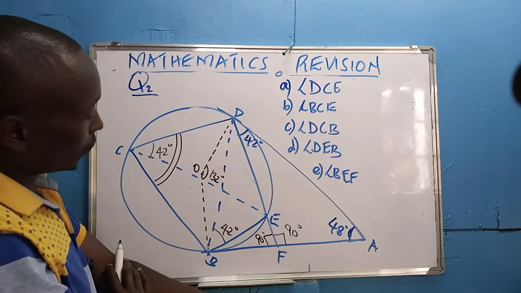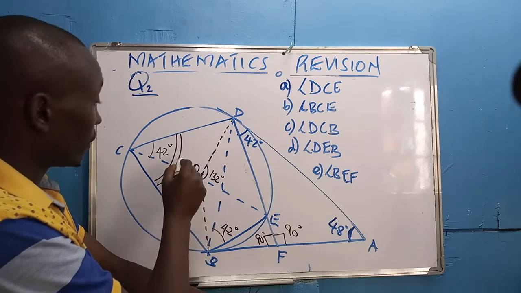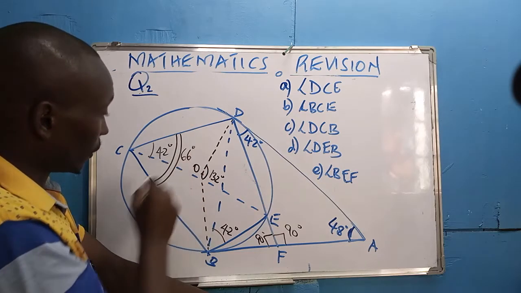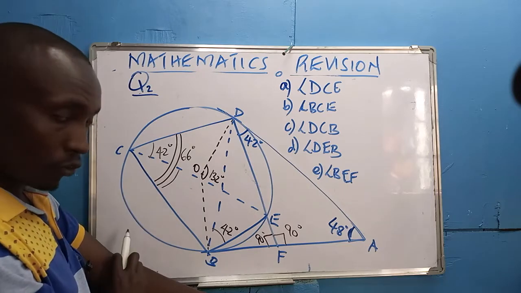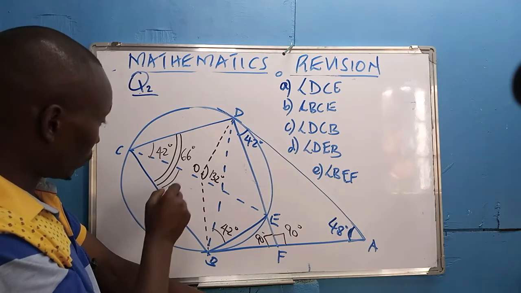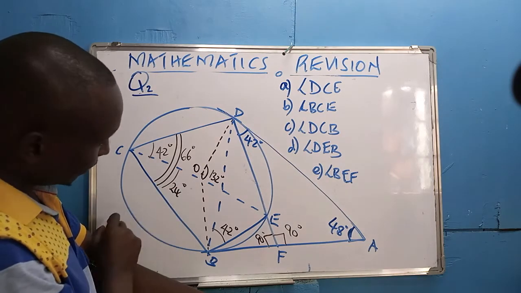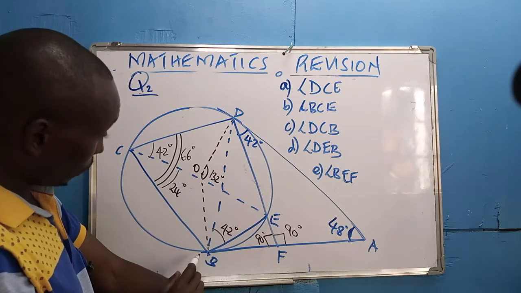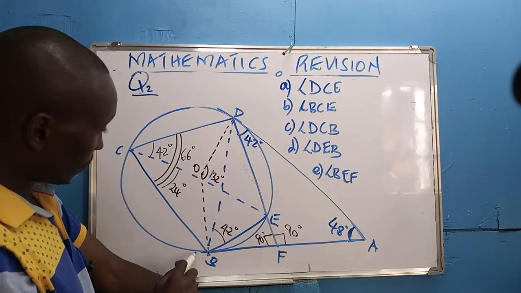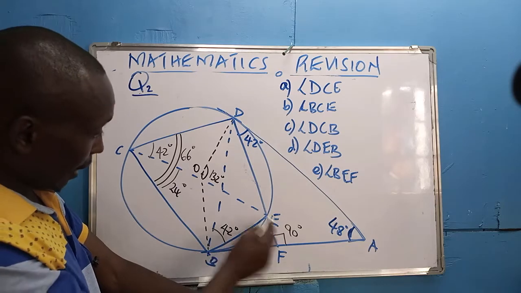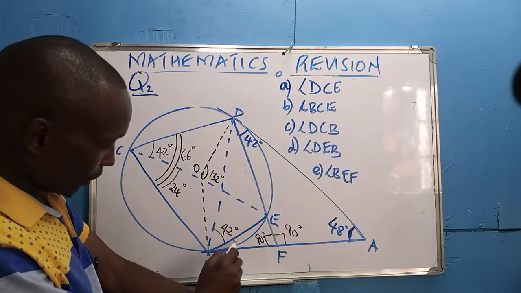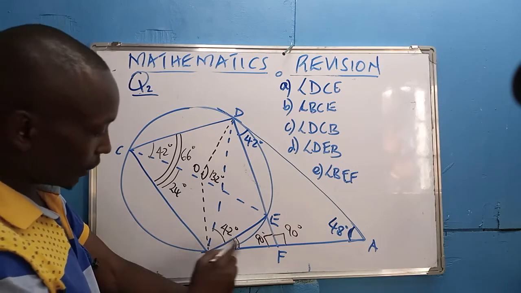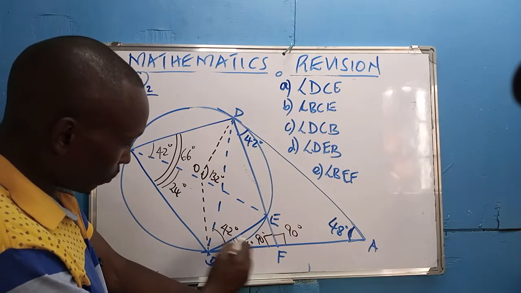That angle will be half of this. Yes, 66 degrees. Now we can work out this angle alone. 66 minus 42, I'll get 24 degrees. So if that angle is 24 degrees, ECB, that means it is the angle subtended by the chord EB. And therefore this angle here, the whole of that, is also 24 degrees.